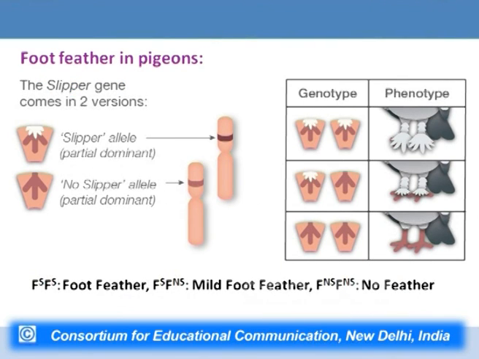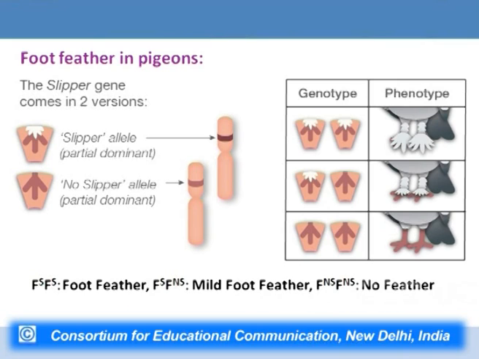The foot feather phenotype in pigeons is controlled by the slipper gene, which comes in two forms or two alleles, slipper allele and no slipper allele. The slipper allele is partially dominant to no slipper allele, which signifies that whenever slipper allele and no slipper allele are together, then both of them will code for an intermediate phenotype. Whereas when slipper allele is present in homozygous condition, it will code for its specific phenotype, and no slipper allele in its homozygous condition will code for some other phenotype.